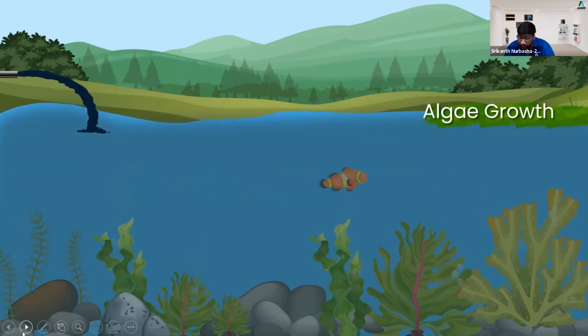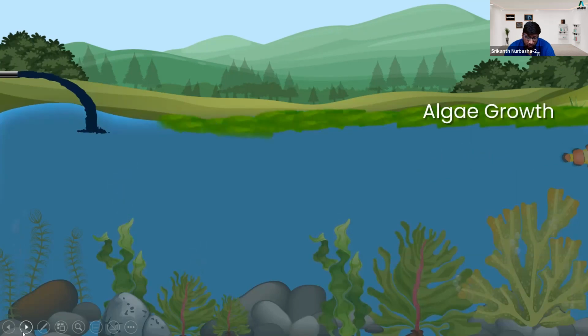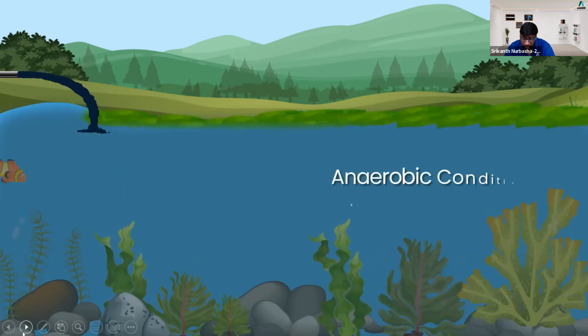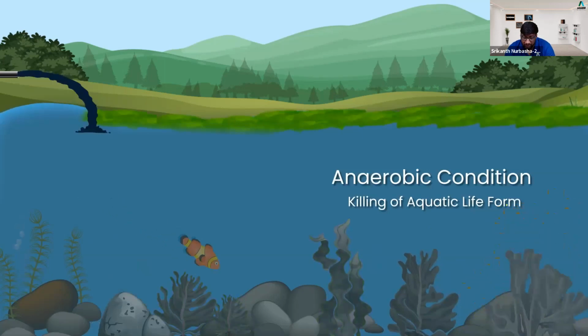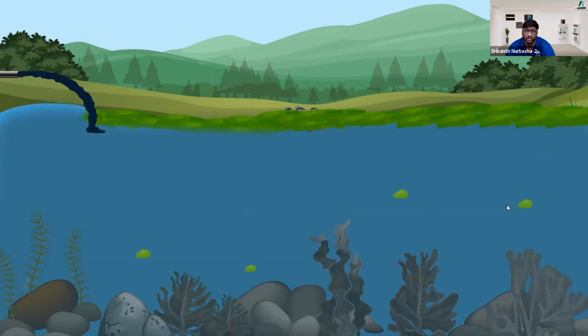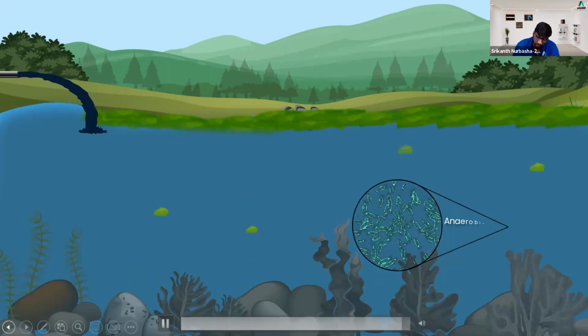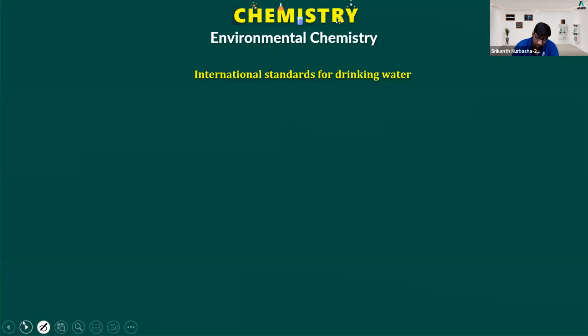So algae can grow. Because of that growth of algae, what is going to happen on the surface? Killing of aquatic life forms. Why? Because the dissolved oxygen content has decreased. Because of that, ultimately the biodiversity is going to be affected. So that's why the wastage has to be reduced. Water pollution is not acceptable at all. It has to be controlled under all conditions.